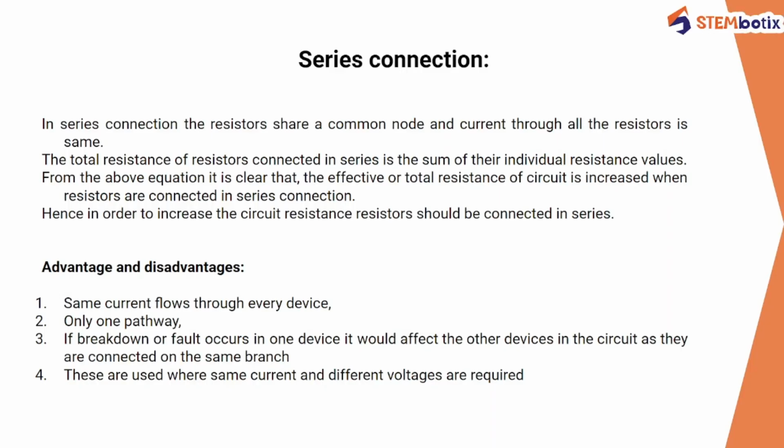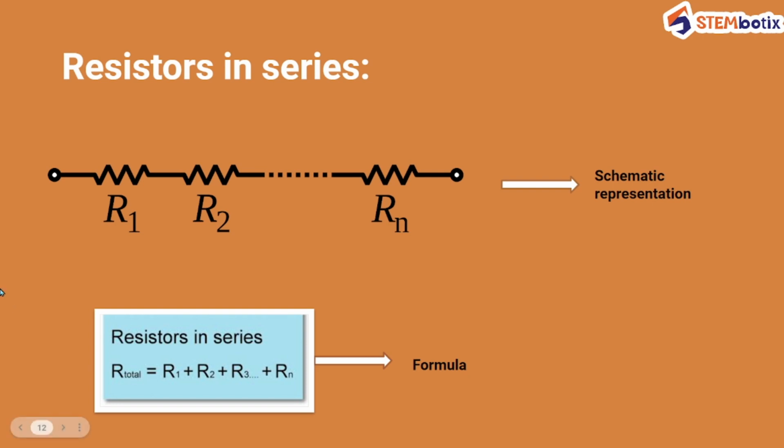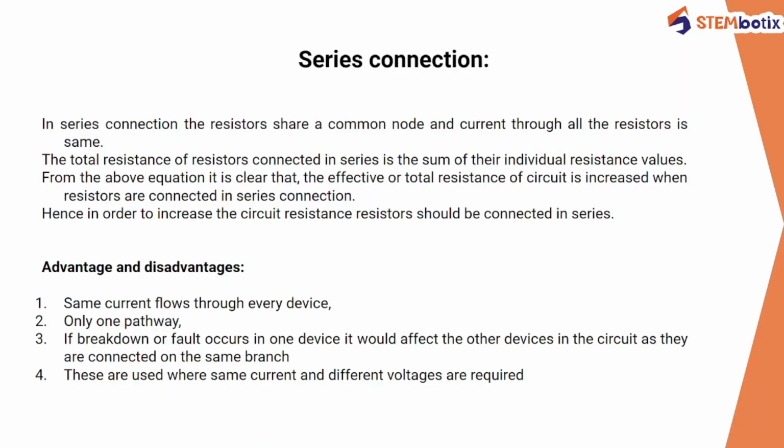So in a series connection, the resistors share a common node and the current through all the resistors is the same. As you can see over here, in a series connection there is no other path for current to flow through. Hence, the current through all the resistors from R1 to Rn is the same. So the current flowing through R1, R2 up to Rn is the same.